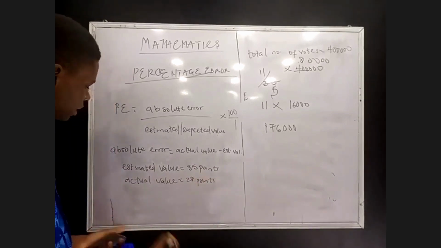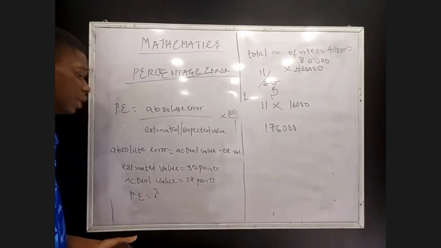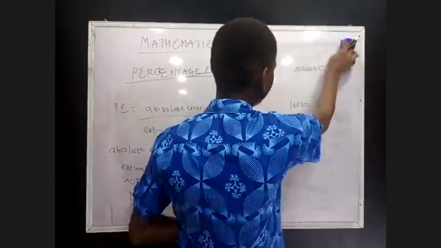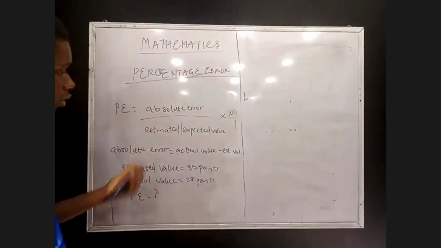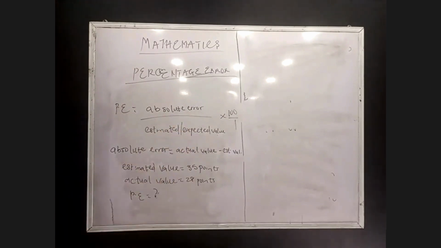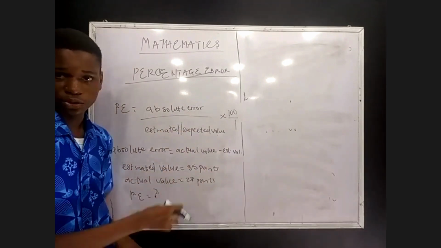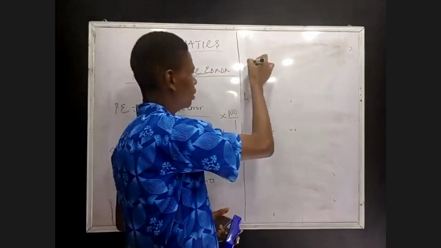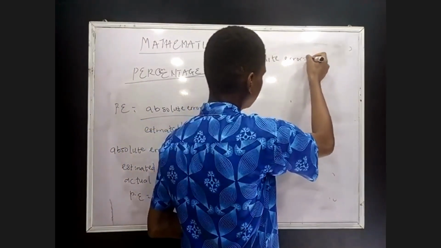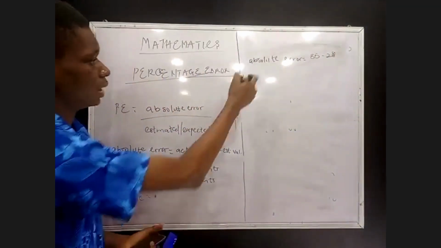So what we want to find here is the percentage error of the estimation. So how do we do this? Don't forget, I said percentage error, still here on the board: absolute error divided by estimated value times 100 over 1. So how do I get my absolute error? Which is higher? My estimated value is higher. So I say 35 minus 28. My absolute error is equal to 35 minus 28.